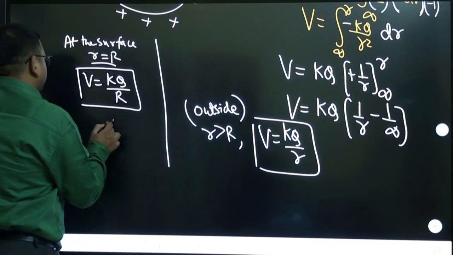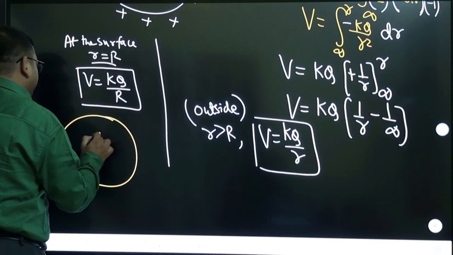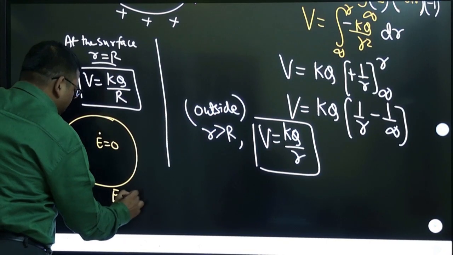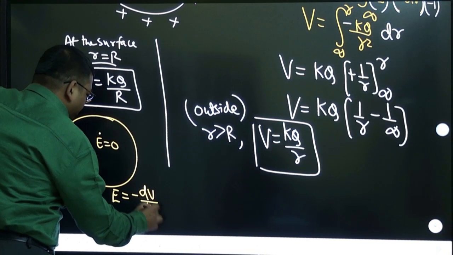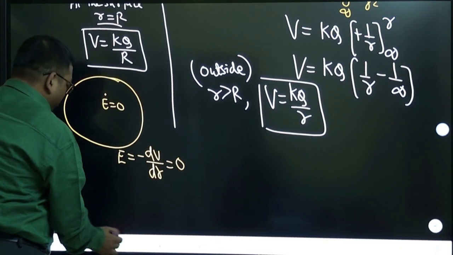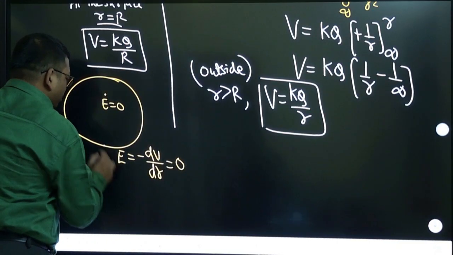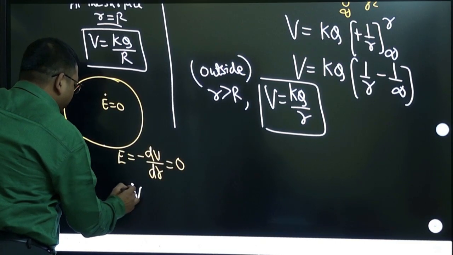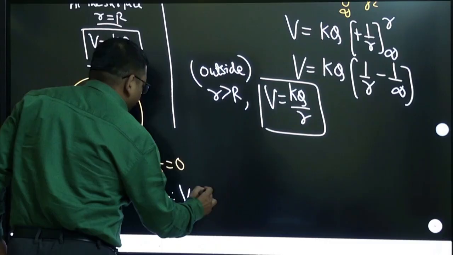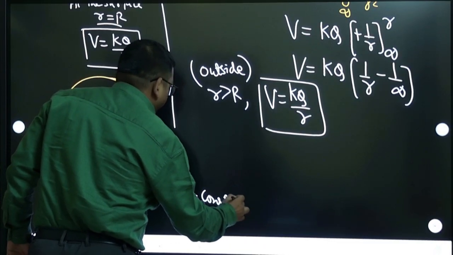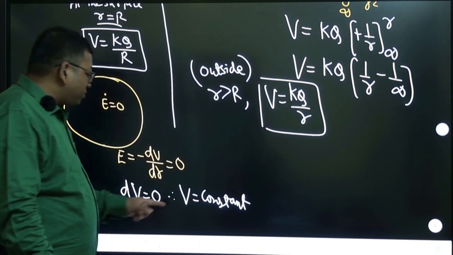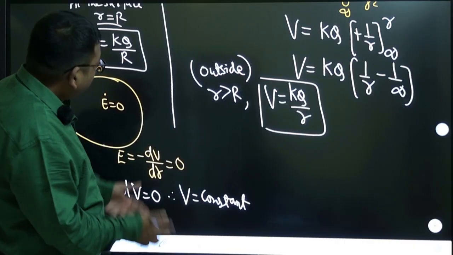Inside, we know that the field everywhere is going to be 0, and the field is equal to minus dV by dr. Field is 0 means dV is going to be 0. That means V must be constant. This is a very important result, because dV being 0 means V must be constant. And what is that constant?